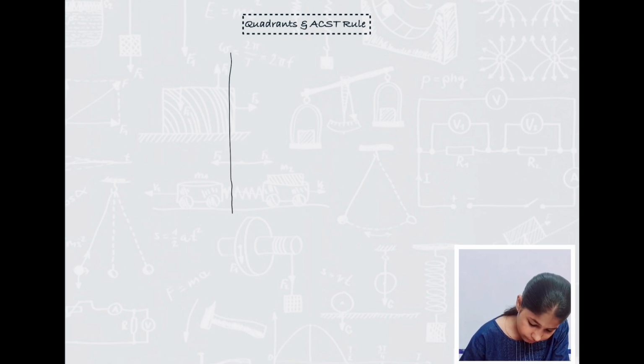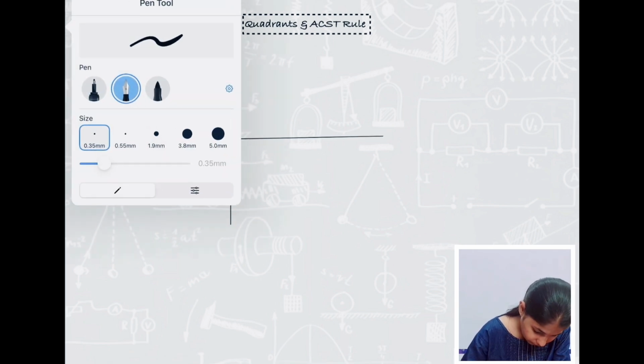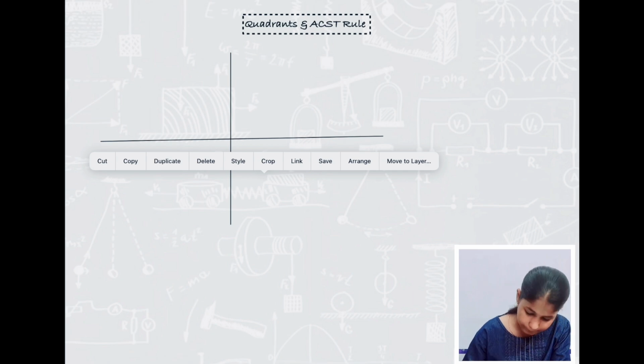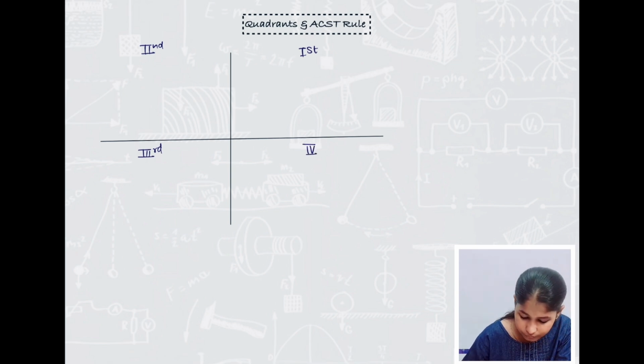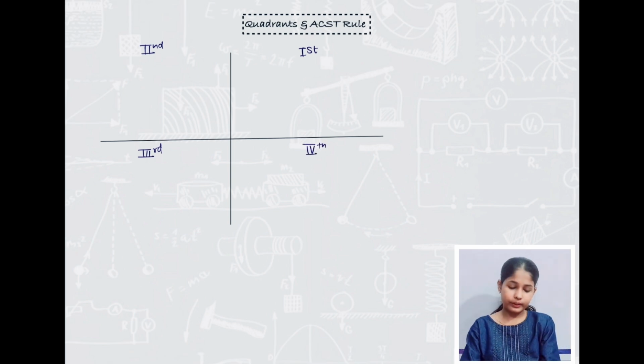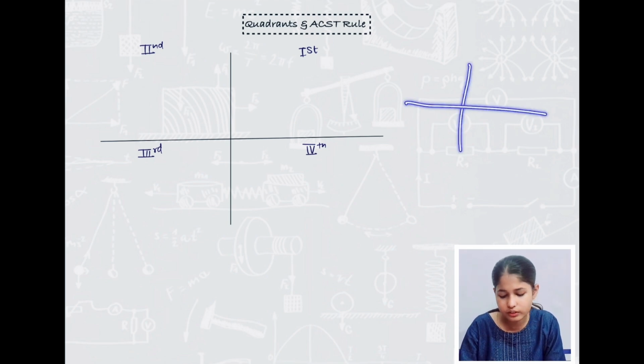First of all, I am making here, you can see, x, y. Okay, so this is our first quadrant, this is the second quadrant, this is the third quadrant, and last but not the least, this is the fourth quadrant. As you already know from your previous classes, this is our first, this is our second quadrant, this is our third quadrant, this is our fourth quadrant.